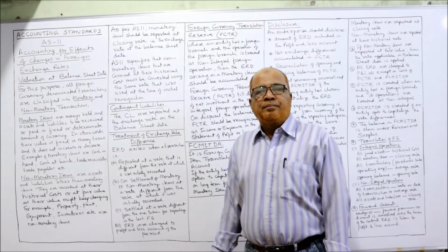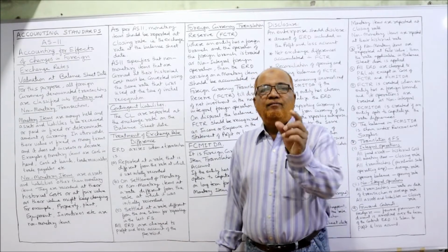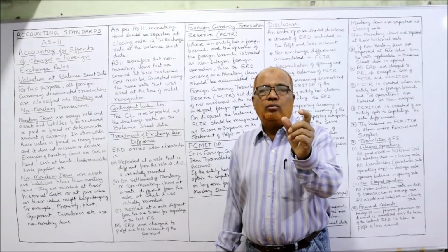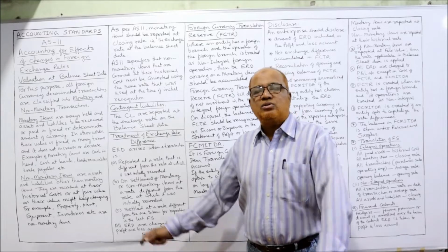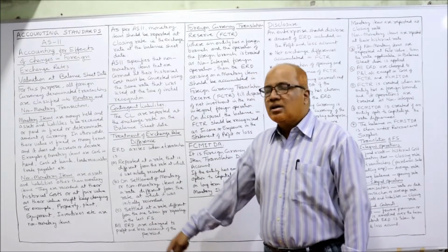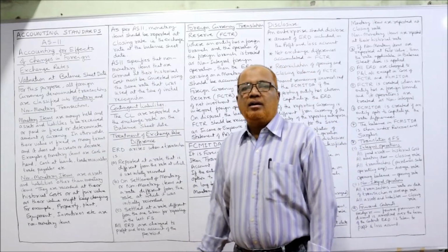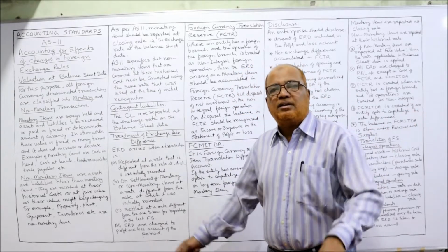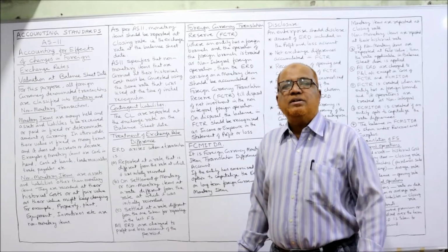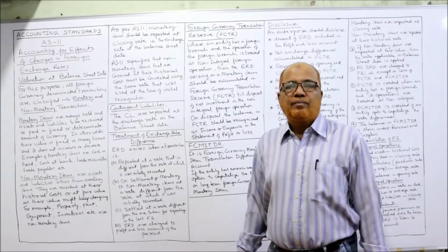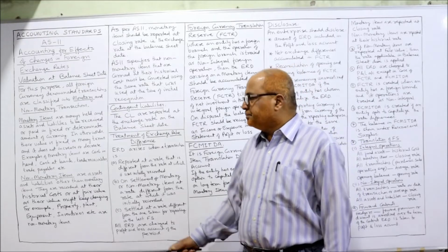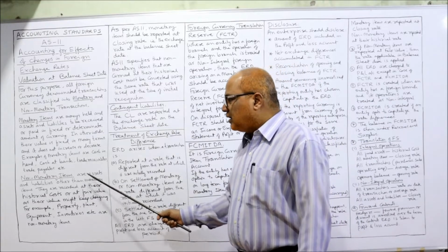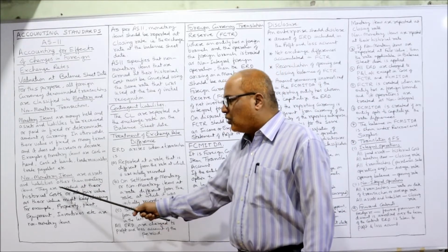So remember, these items will have a fixed money value. These fixed money values are called monetary items. Second one, non-monetary items. Any item which is not a monetary item will be treated as a non-monetary item. That means the value will get changed. The value will not remain the same. So non-monetary items are assets and liabilities other than monetary.